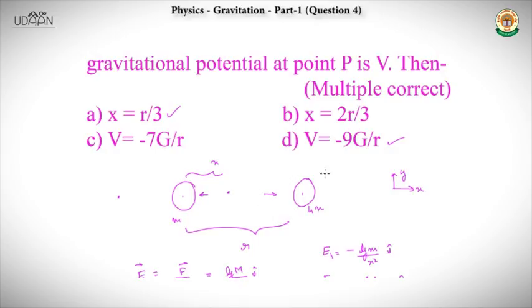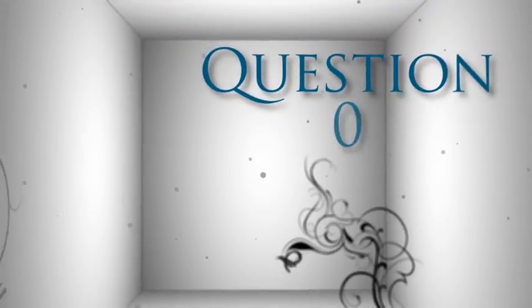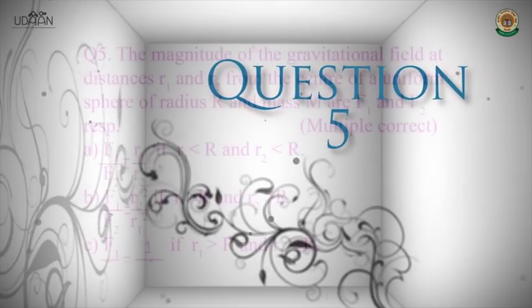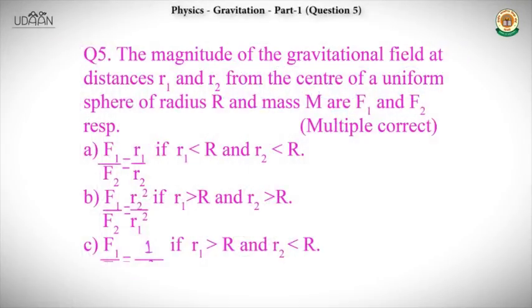Okay, let's move on to the next question, guys. The fifth question is, you're given the magnitude of the gravitational fields at distances r1 and r2 from the center of a uniform sphere of radius r and mass m, and these are F1 and F2 respectively. Now your job is to select correct options from the given 4 options, and remember there can be more than one correct answer here. Arnav?